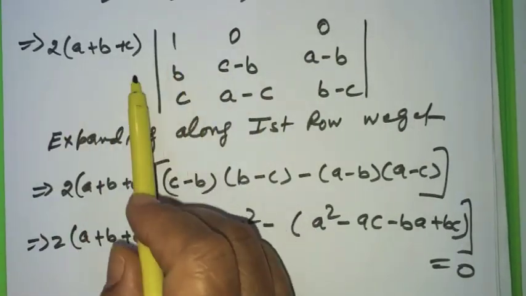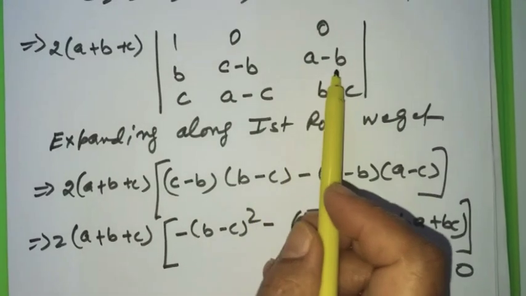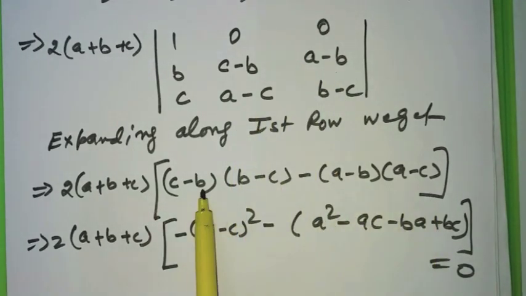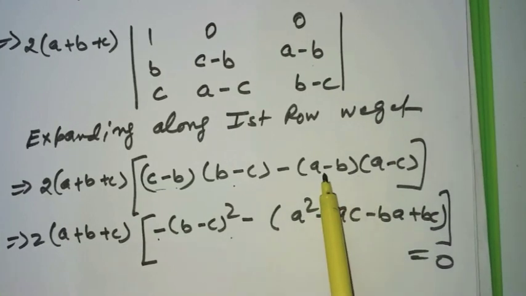This number multiplied by 1 into (c minus b) into (b minus c) minus (a minus b) into (a minus c). This becomes, you can take negative common from c minus b, so negative outside, b minus c, and this becomes minus of (b minus c) whole square. You multiply these two numbers, you get this, and this is equal to 0.